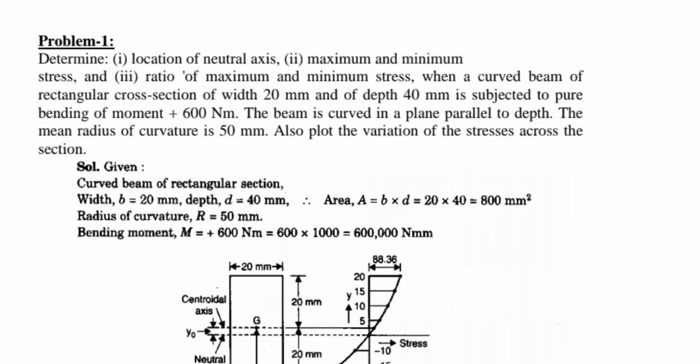Bending moment value is also specified, and the mean radius of curvature is also specified. Now what you are supposed to do is find the neutral axis location. As I keep saying while discussing the derivation part, you only need to determine three things: the location of the neutral axis, the minimum stress, and the maximum stress. These are the only things you require for this case of curved beams, whatever the type of problem.